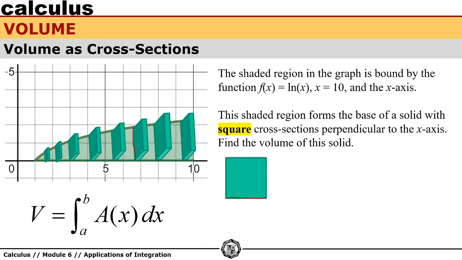To get the length of that segment, what you're essentially doing is getting the distance from the x-axis up to the curve. Since the curve is defined as the natural log of x, that implies this length here is just going to be the natural log of x, which means the side length of the square is also going to be the natural log of x.